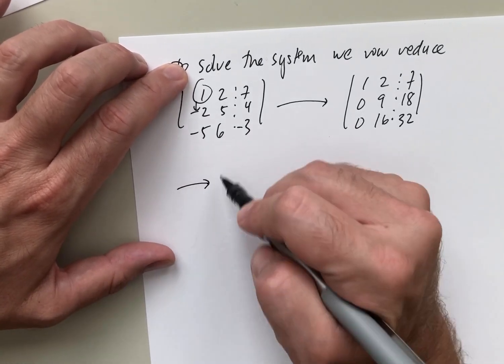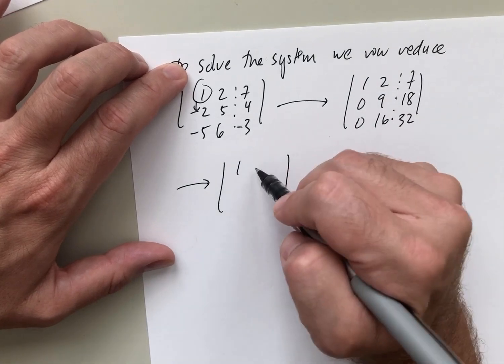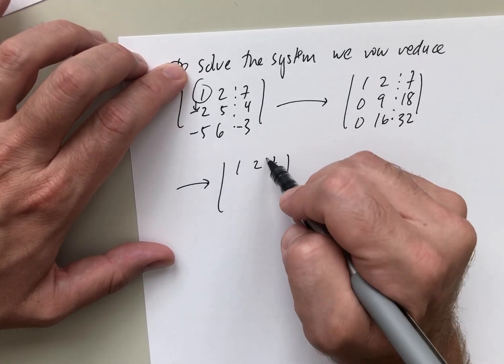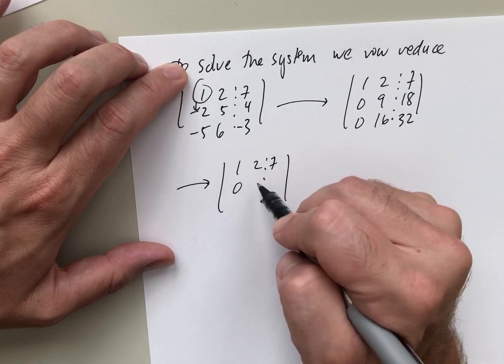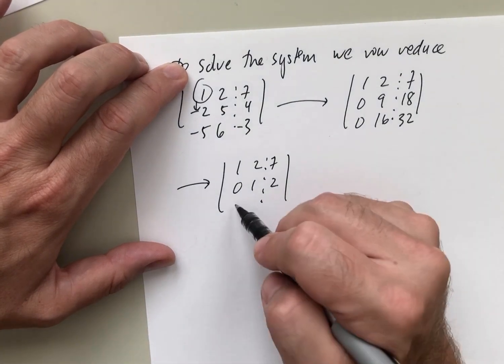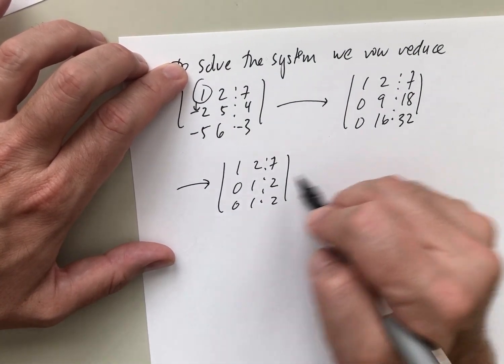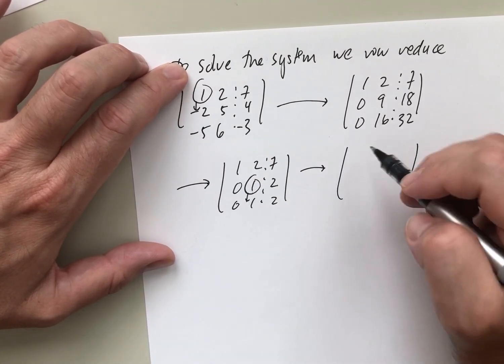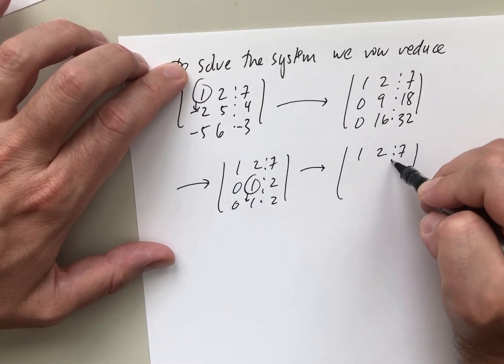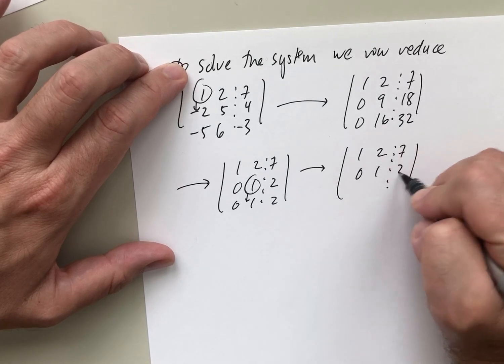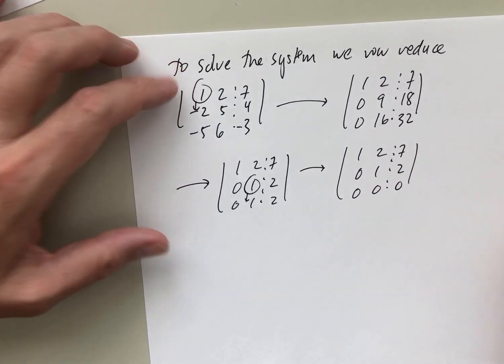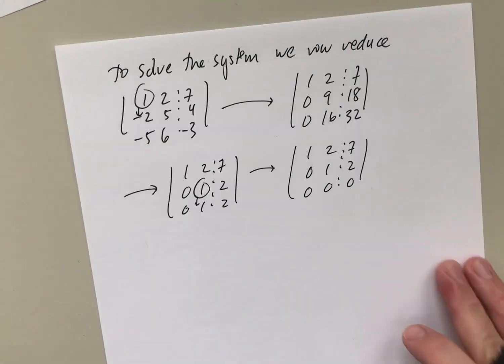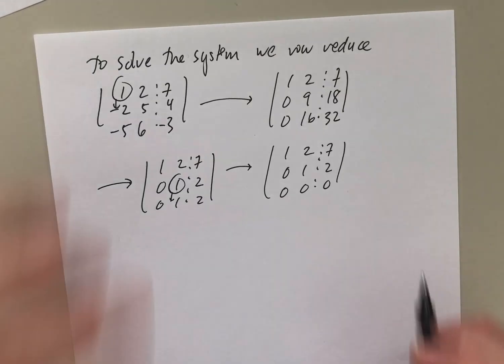What I'll do now is scale row 2 by 1/9. This gives me 0, 1, 2. I'll scale row 3 by 1/16. This gives me 0, 1, 2. And now I'll clear below this entry. So I leave row 1 and row 2 alone, and I get 0, 0, 0. Okay, so at this point, here's my echelon form.